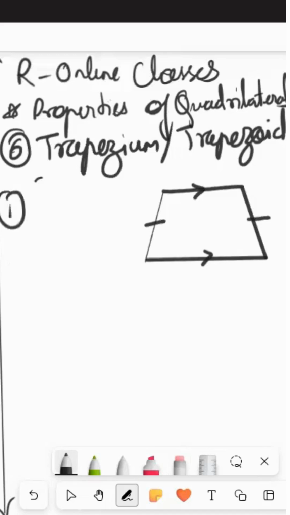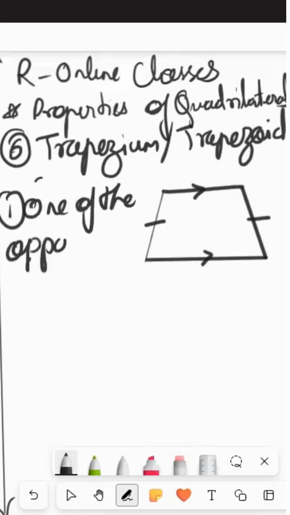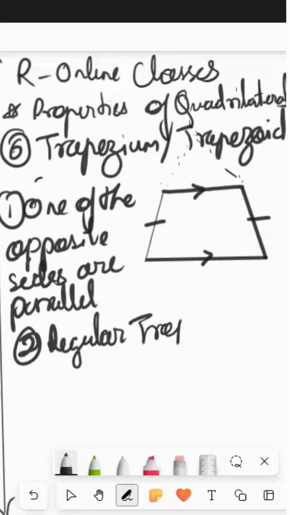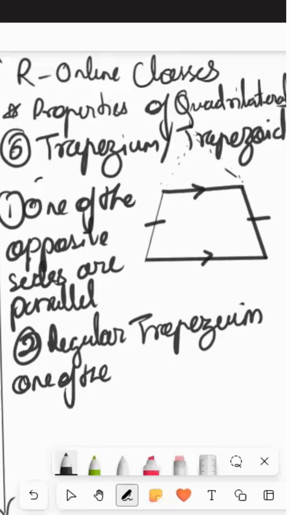First one, one pair of opposite sides are parallel. As you can see, these two are parallel. These will go somewhere and meet, so obviously they are not parallel. Second one, in a regular trapezium, the other pair of opposite sides are equal.